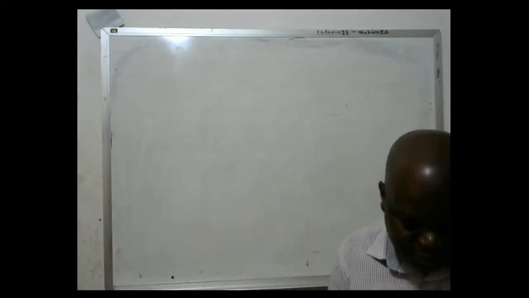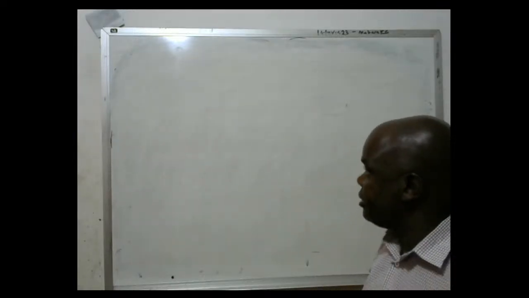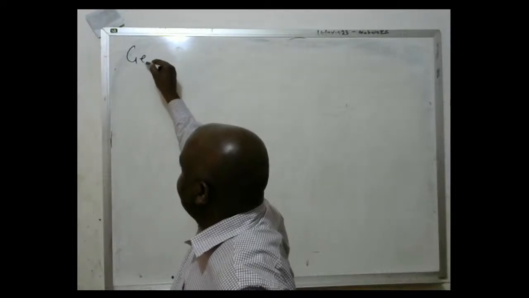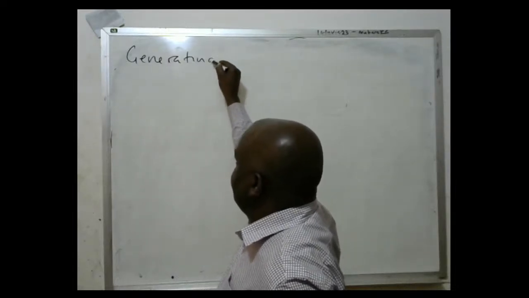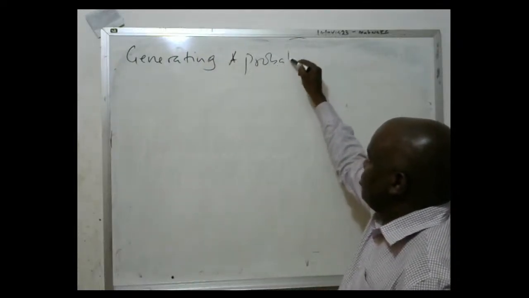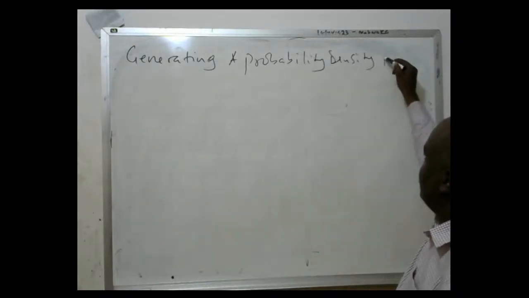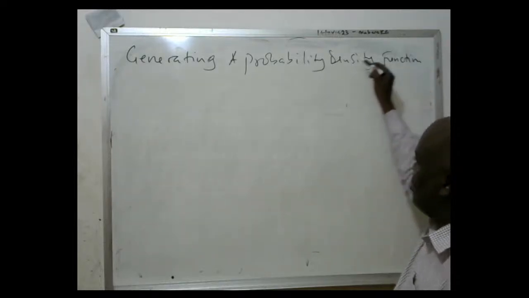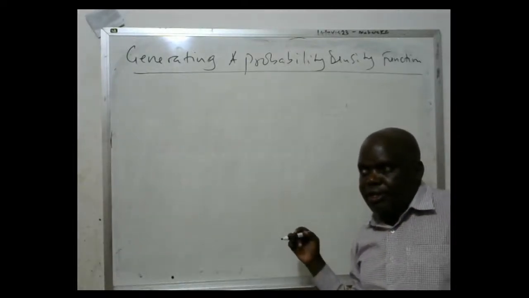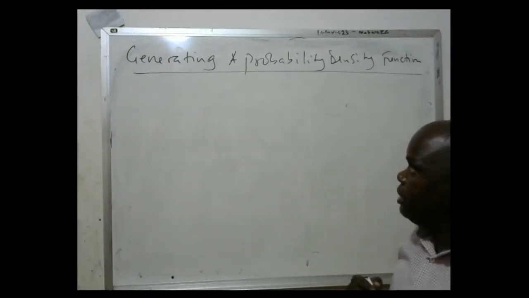The next part, generating a PDF. Now, generating a probability density function is as simple as looking at values and their respective probabilities.